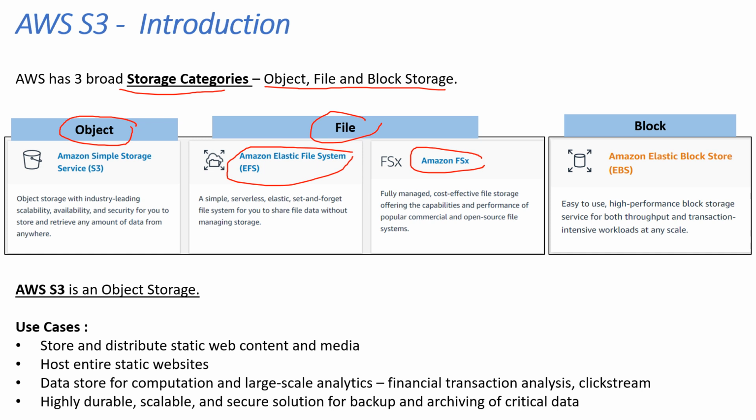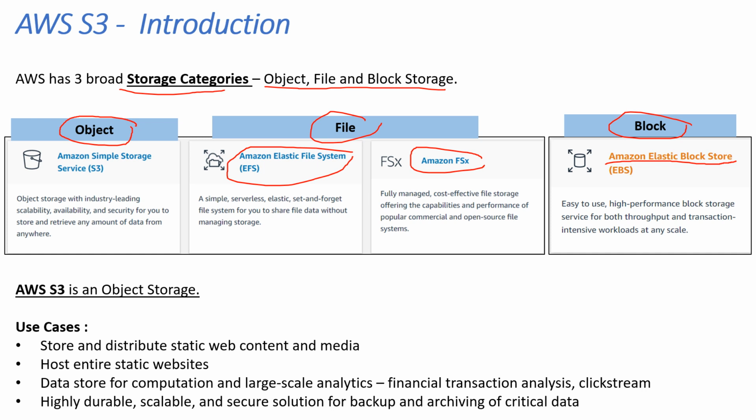The third one is the block storage. So block storage is where you write the data in a set of blocks. This is typically used for databases, or even we saw when we created the EC2 instance in the other video, we attached an EBS volume to it. So it's mainly used for databases.